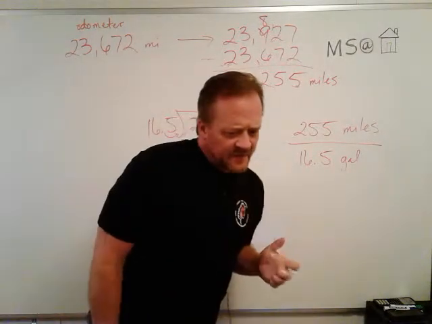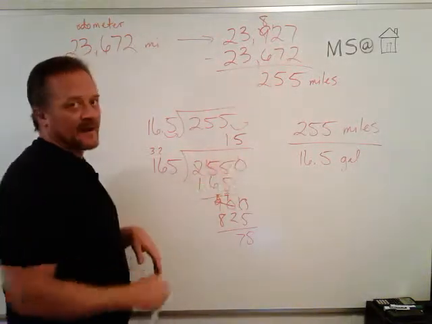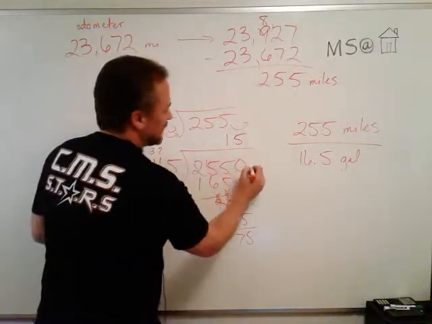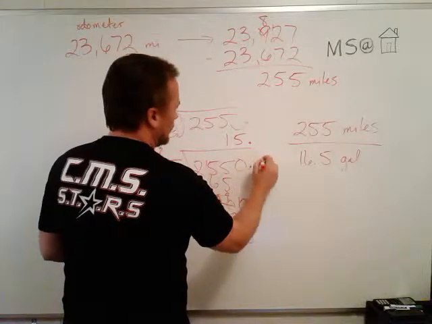And what am I supposed to do to the nearest tenth? So I have to keep going. I've got 15 right now. I'm supposed to go past the decimal. And here's the decimal, right? Okay. So let's add another 0.